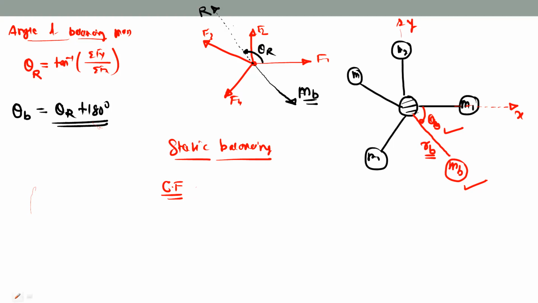So I hope you have understood the meaning and the procedure for static balancing. Now we will solve a problem on static balancing.